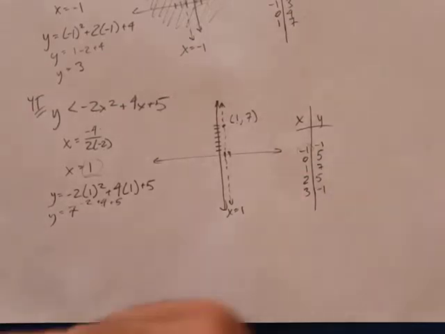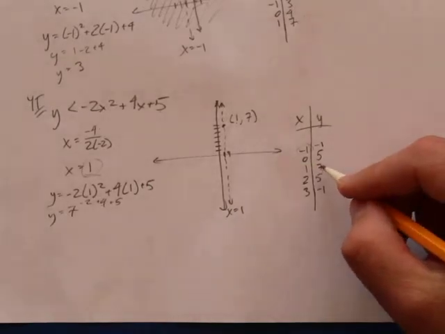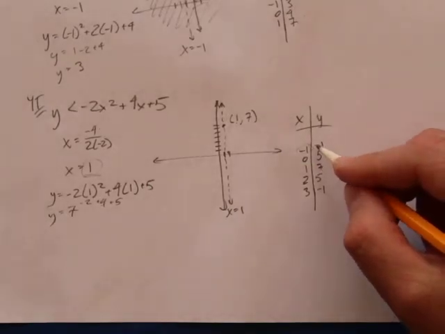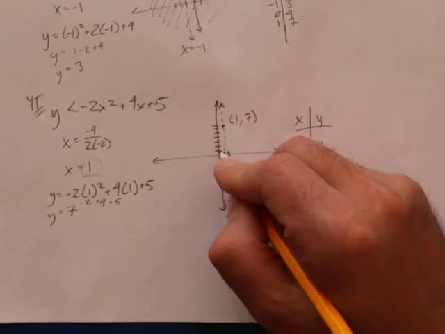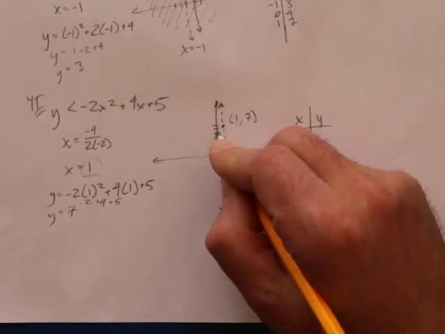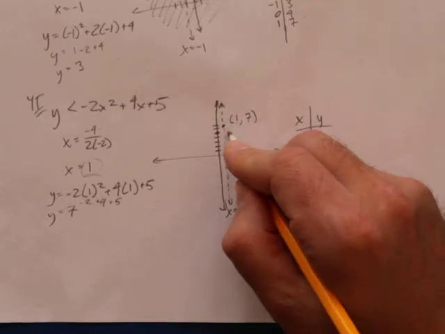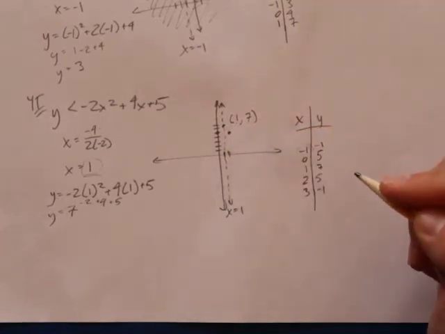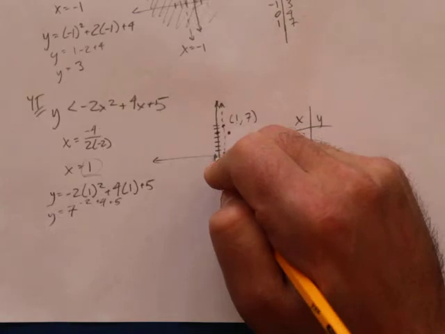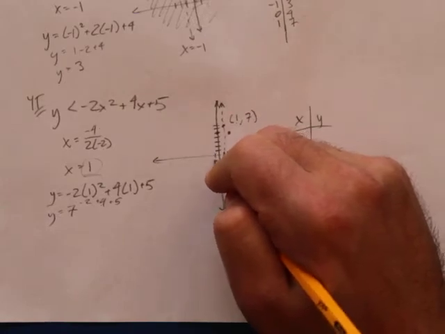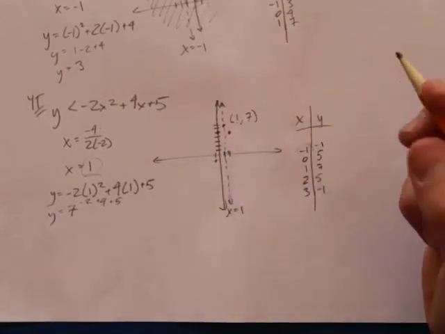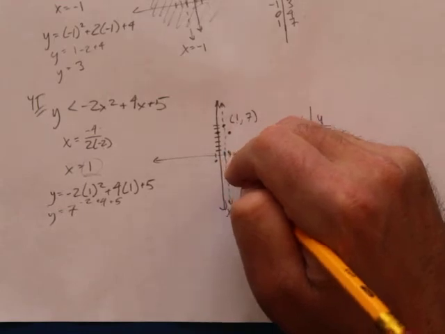So, let's plot these points. 0, 1, 2, 3, 4, 5, pop. 2, 1, 2, 3, 4, 5, pop. -1, -1. There we go. And then 3, 1, 2, 3, -1.